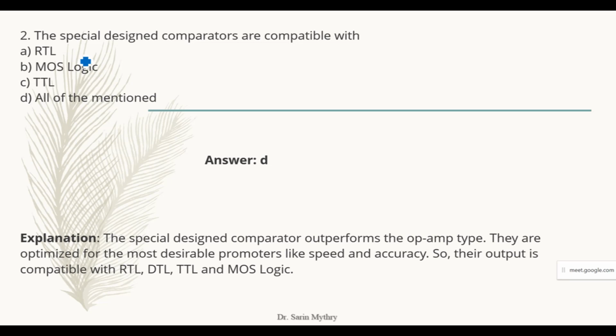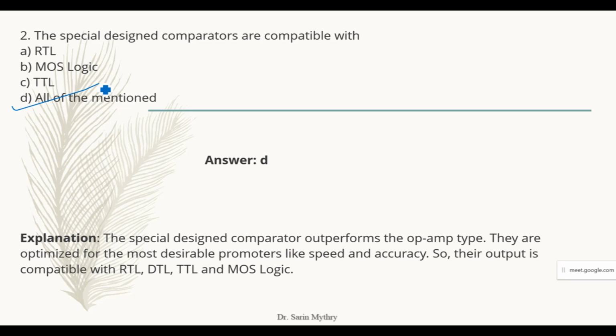So your answer is D. D is your correct answer, because comparators are compatible with all the different kinds of logic. First one is RTL, that's register transfer logic. Second, MOS logic. Third one, TTL. TTL means transistor logic. Let us see now the explanation.